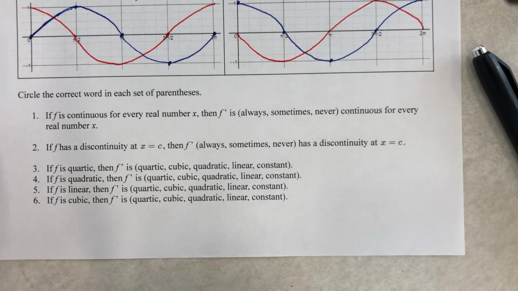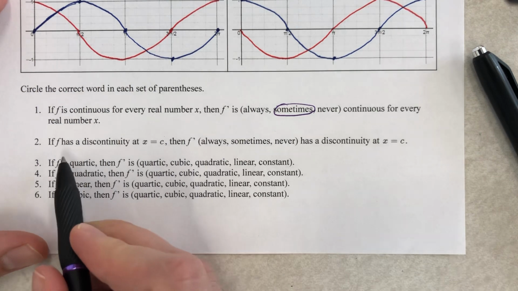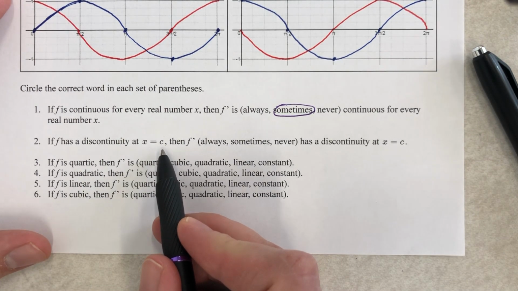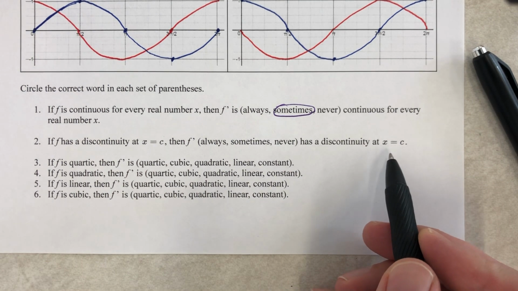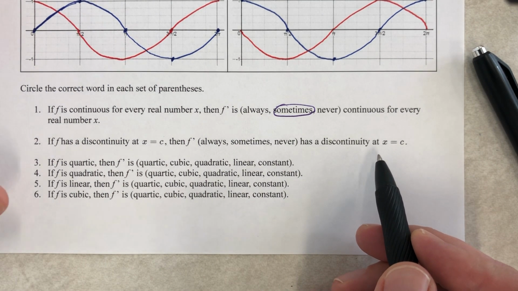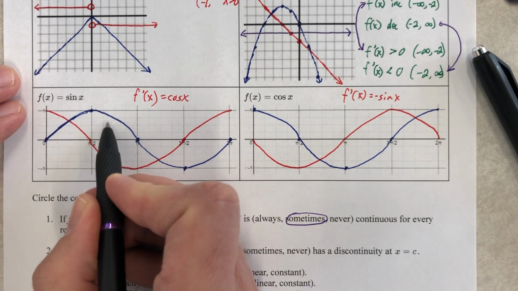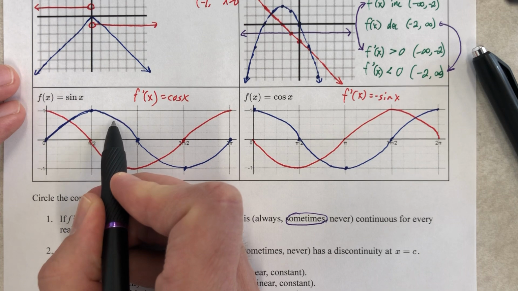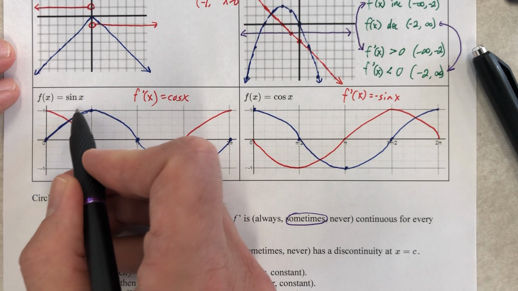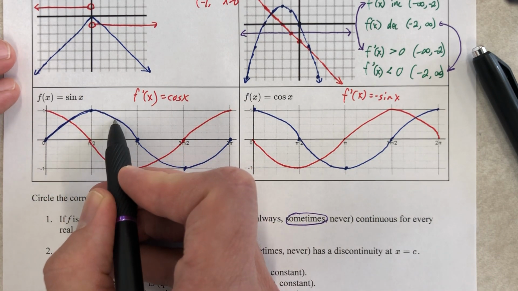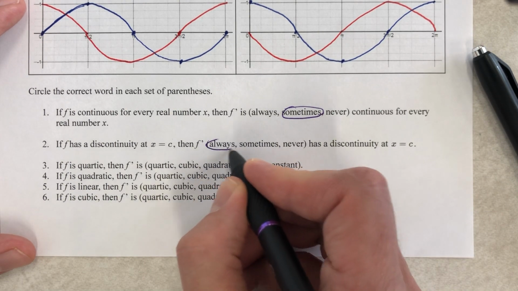Oh, what color? Let's go purple. If a function has a discontinuity at x equals c, then the derivative has a discontinuity at x equals c. Always, sometimes, or never. Well, okay, if I were to put a hole in the graph, just right here, at that specific value, then I could not have a derivative at that point. So if I was to graph the original function and it had a hole there, I better have a hole here. So this one would be always.